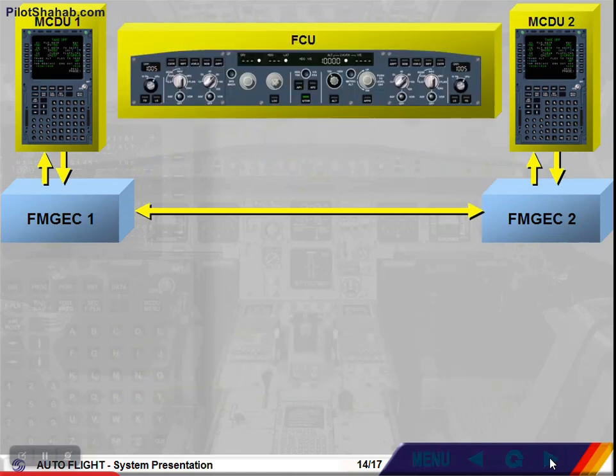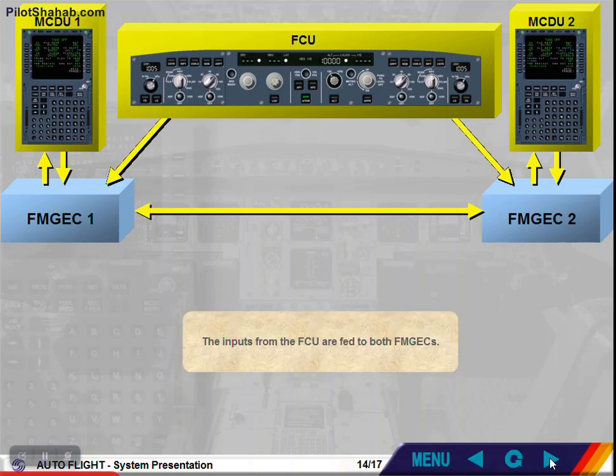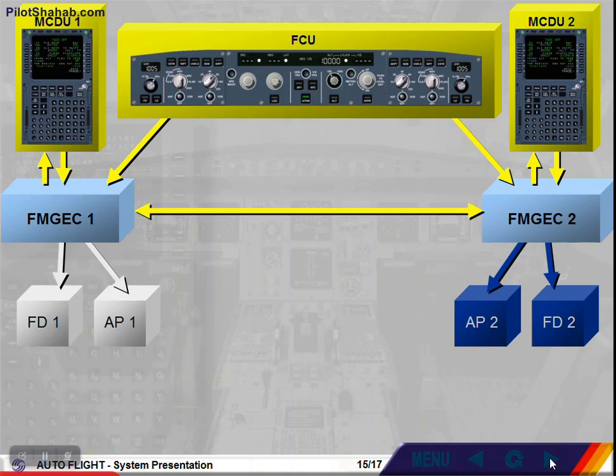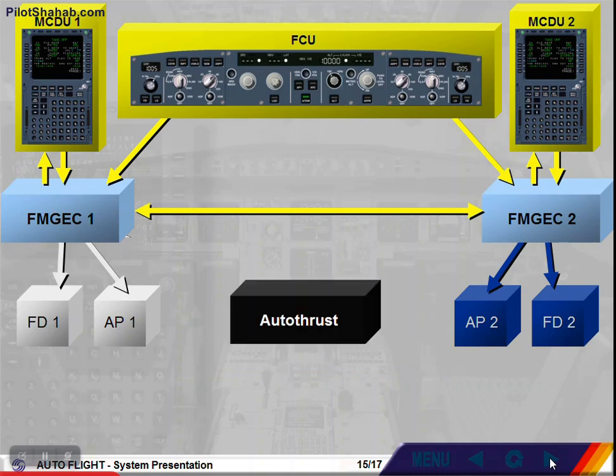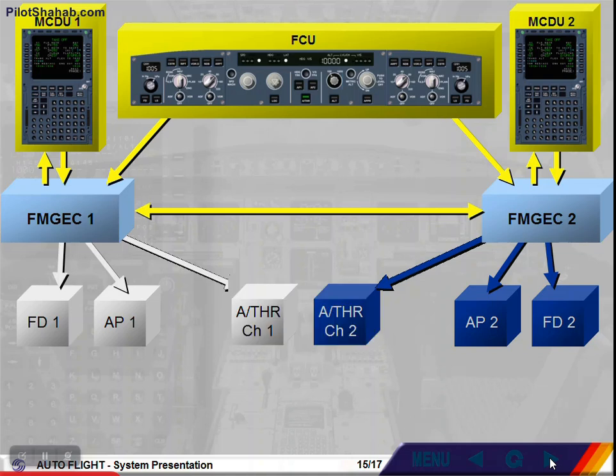The inputs from the FCU are fed to both FMGECs. Both FMGEC FG parts send commands to the autopilots, flight directors and autothrust systems. According to an internal logic, one FG is declared master. E.g., if autopilot 1 is on, FG1 is declared as master. This determines, amongst other things, which of the two autothrust channels is in use.